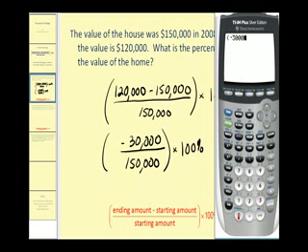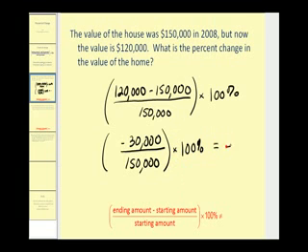Negative 30,000 divided by 150,000 equals negative 0.2, and then to convert this decimal to a percent, we're going to multiply by 100 and then add the percent symbol. So the percent of change is negative 20%, which means the value of the home has decreased by 20% since 2008. Let's go ahead and try another one.